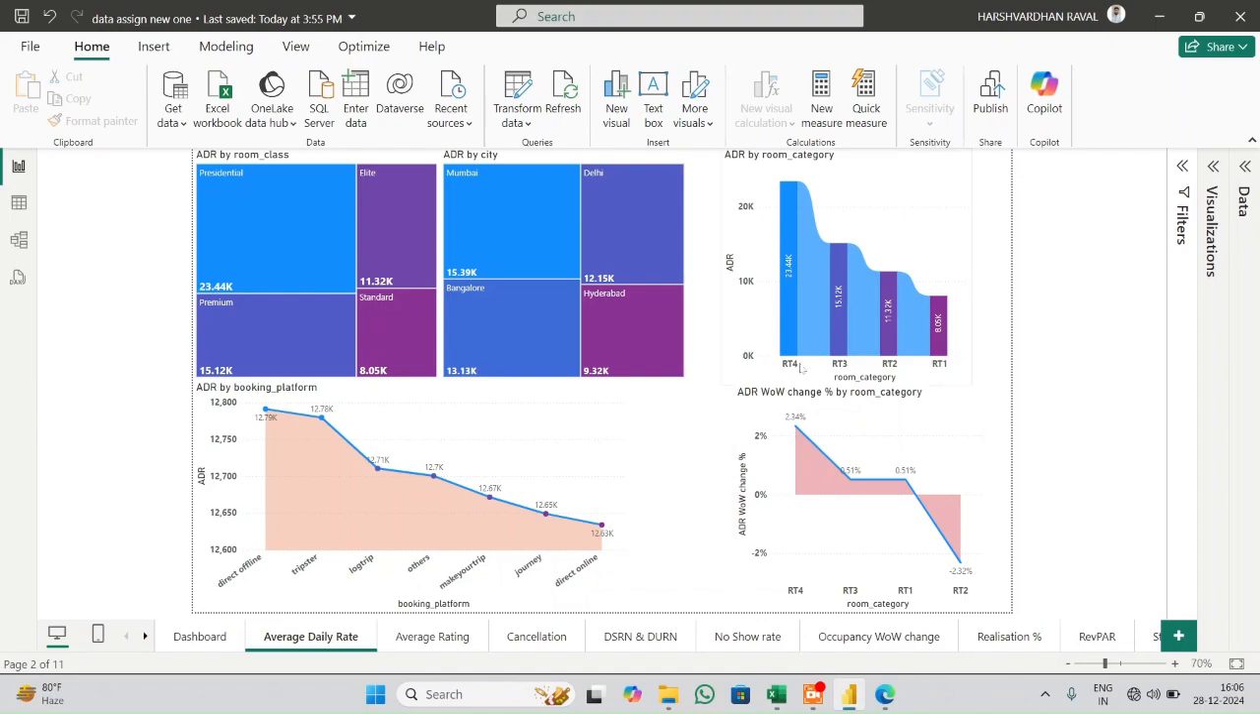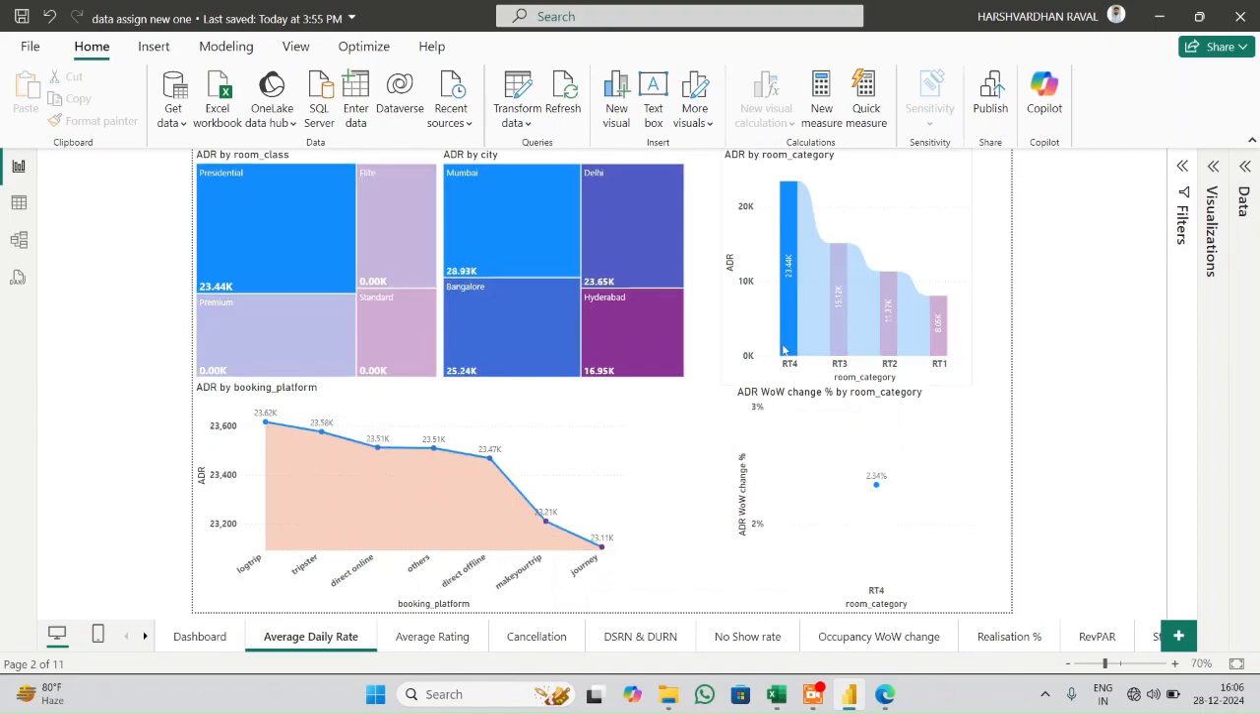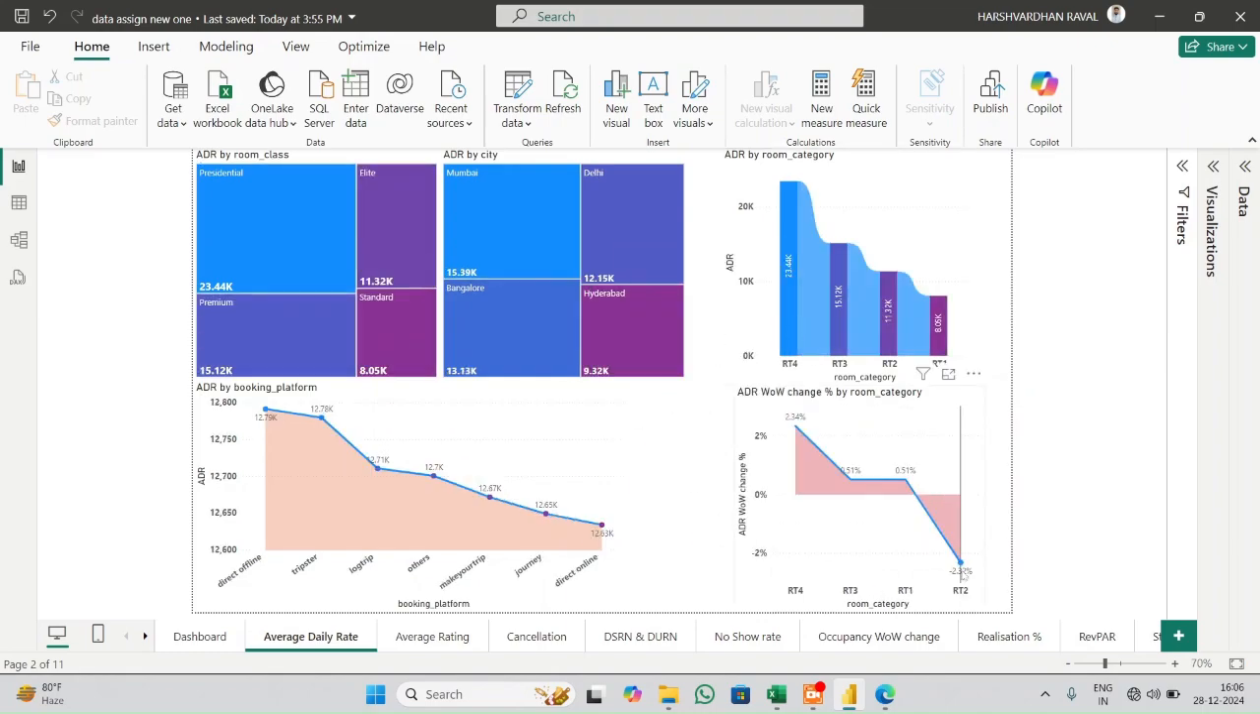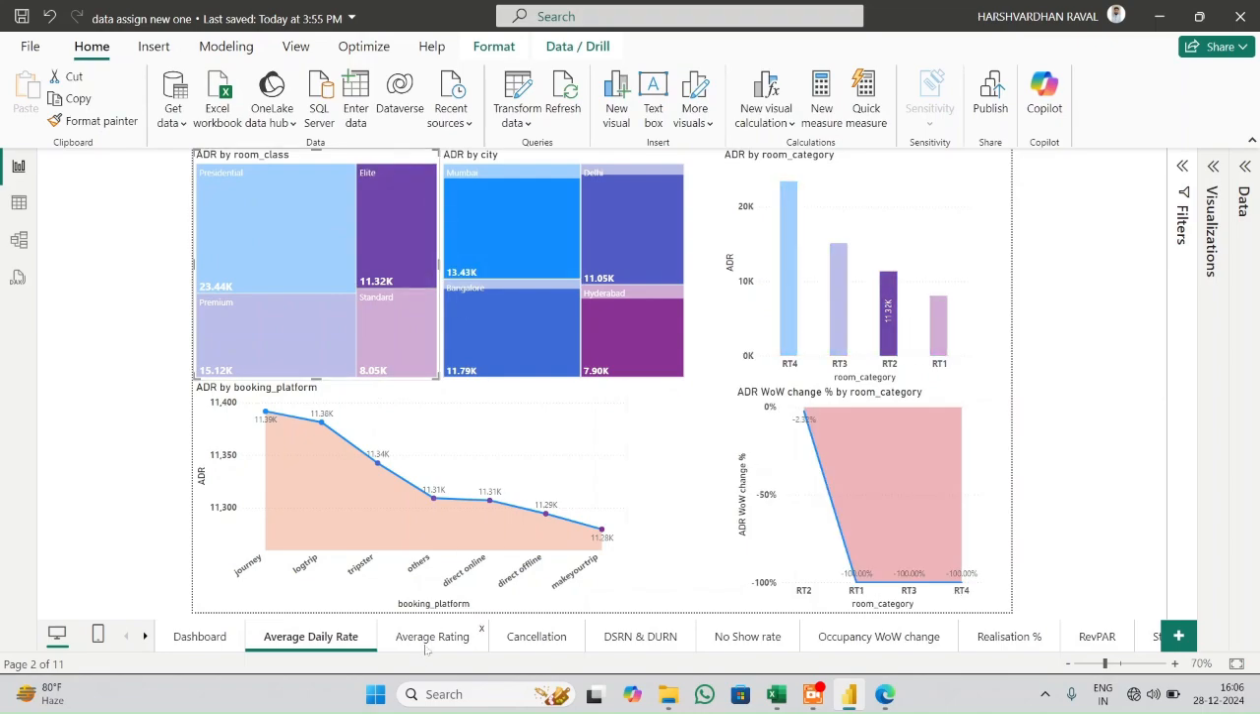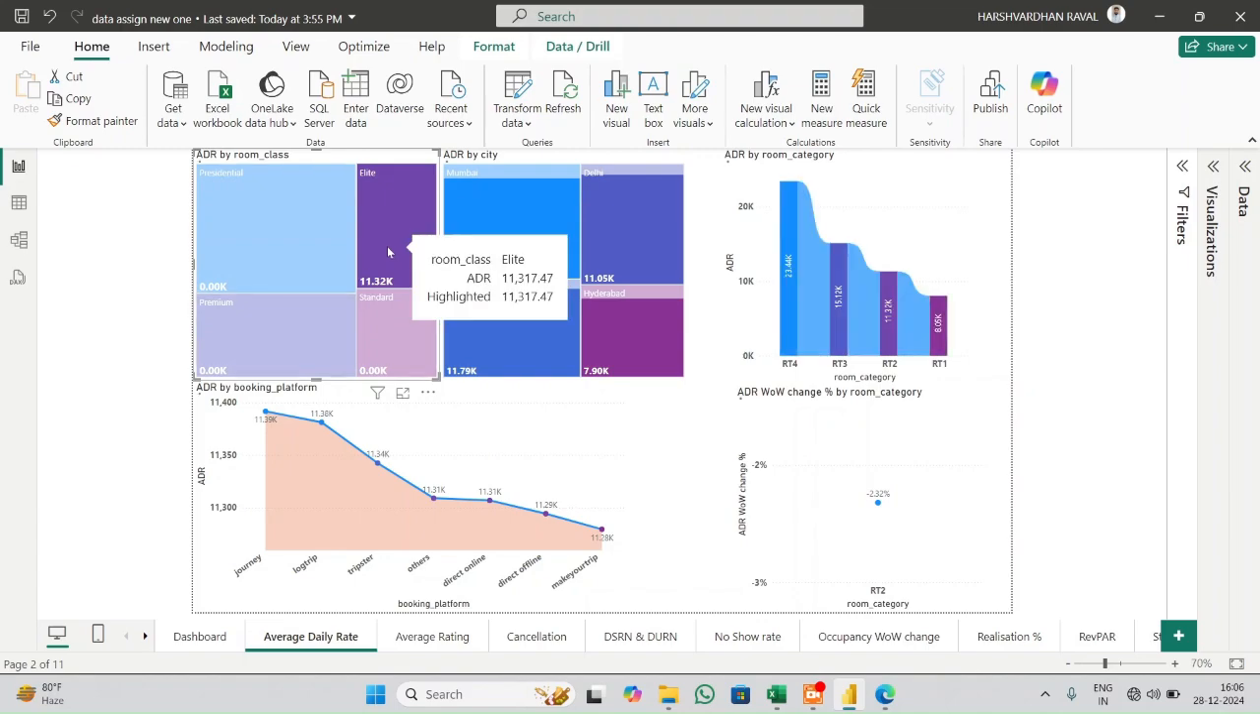Here RT4 is having the highest ADR. It is a presidential room class. It is having higher numbers of ADR, and ultimately we see a 2.31% increase in this. Least is 2.32. This is RT2. We can say RT2 is the elite class. So elite has a lower growth percentage week on week, as we can clearly see from this. Second I have taken is, let me just uncheck it.